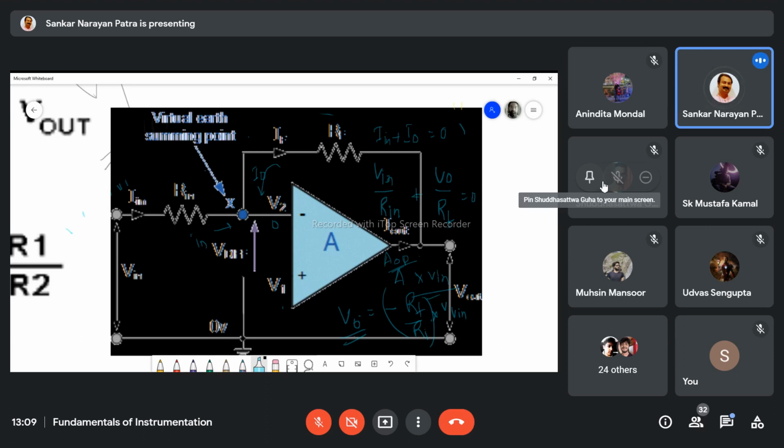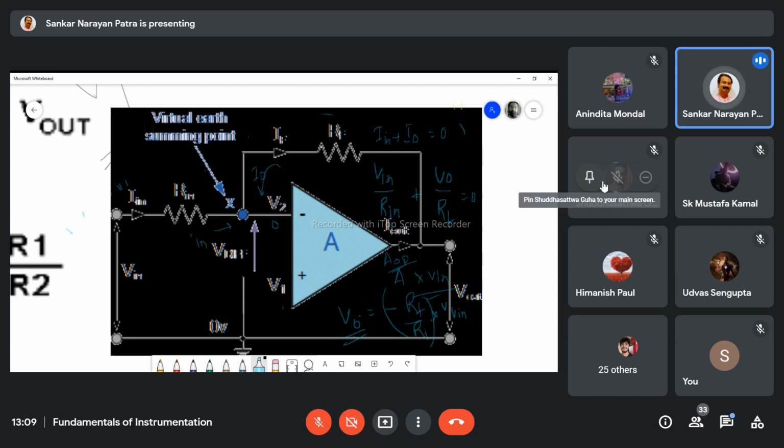In open loop systems, the output voltage will have the highest gain, like 10 to the power 6. That's why for a 1 microvolt input voltage, we will have an output voltage of 10 volt. But in case of closed loop systems, the output voltage is proportional, and the proportional constant is minus Rf by Ri. Or you can say the closed loop gain is minus Rf by Ri.